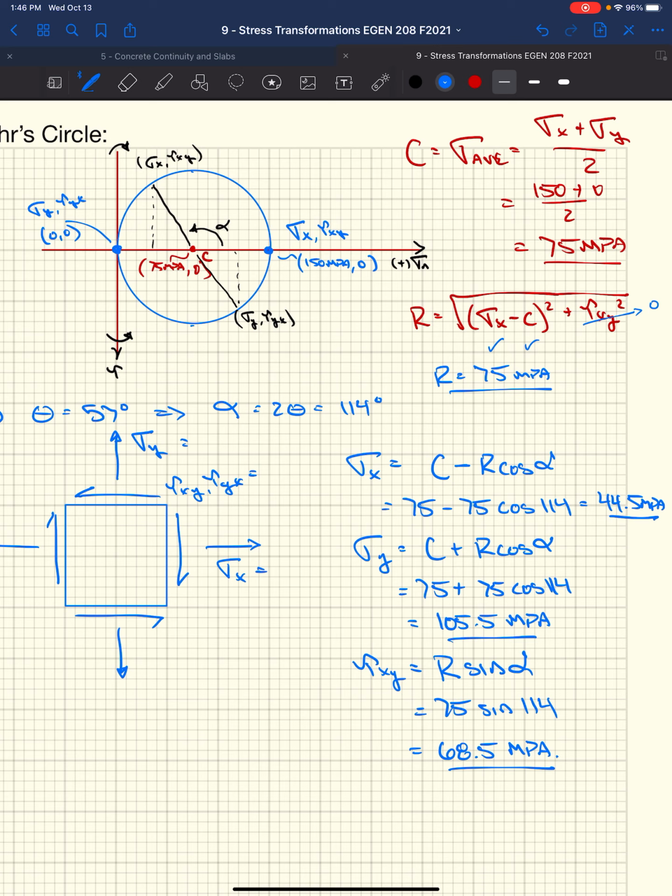And then the other side, right, in the y direction, we're going to be past the center, we're at 105.5 megapascals. It's on the tension side, so it's positive, acting outward from the face. And then if we look at our shear stress, right, we're on the counterclockwise rotation. So it's going to be trying to twist our element counterclockwise, so that'll give you the sign of what the shear stress direction is.